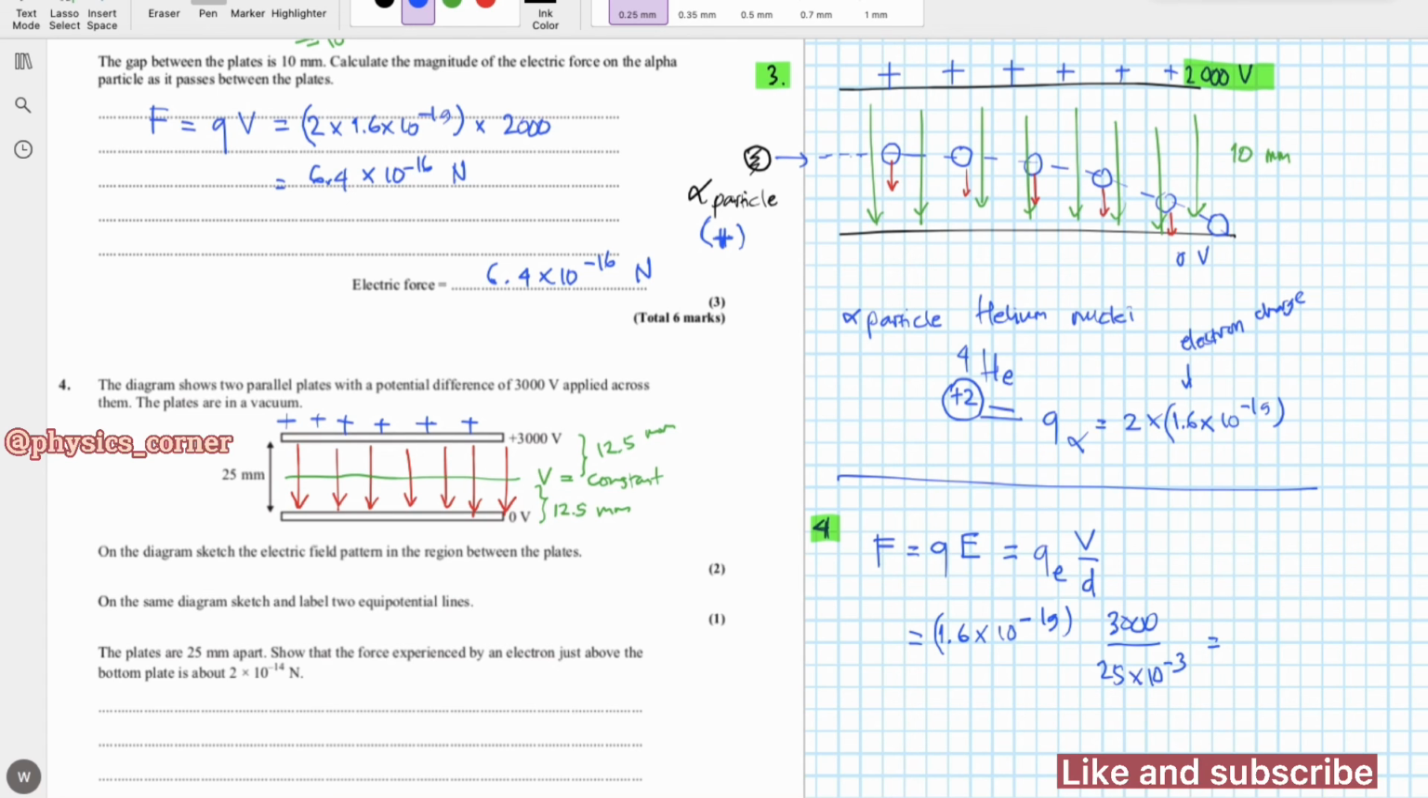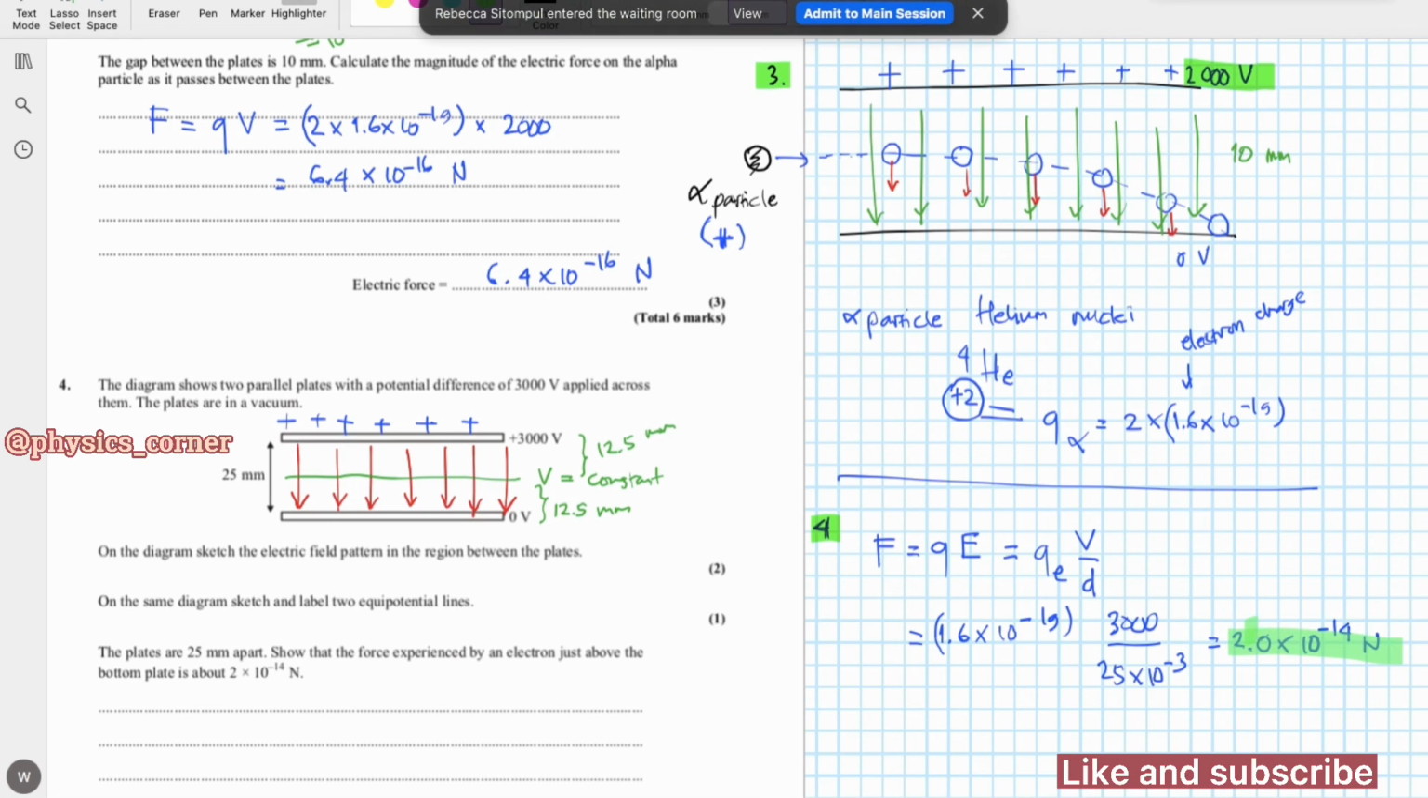Okay, let me check. 1.6 times 3, then divided by 25. Oh yes, this is about 2.0 times 10 to the power minus 14. This is minus 14 in newton, yes, correct, the same thing. Okay, that's it.